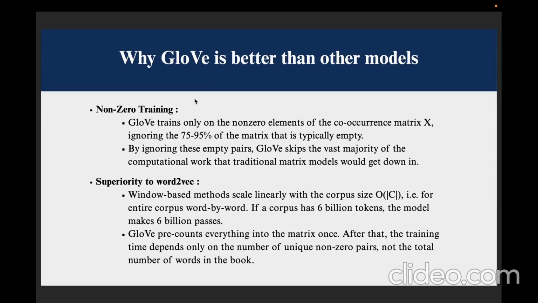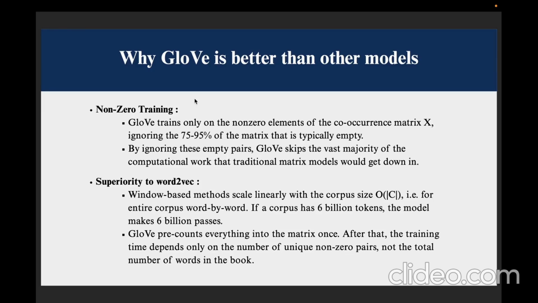Whereas when training for skip-gram, we know that it scans word by word the whole corpus. That is, let's say if you have 6 billion words in a corpus, it will give 6 billion iterations, which is why they are both very slow.